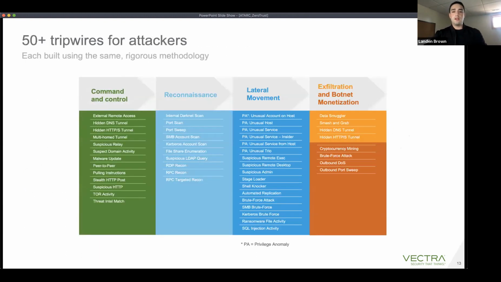With that, we don't just have one model here and one model there. Each one of these behaviors as it relates to command and control, reconnaissance, lateral movement, exfiltration, et cetera, has an individual machine learning model and an individual methodology purpose built to solve those problems. When we look at something like RDP recon, or stage loading, shell knocker, data smuggling, all of these things require a specific approach and a specific machine learning methodology. And we provide those in our portfolio today.